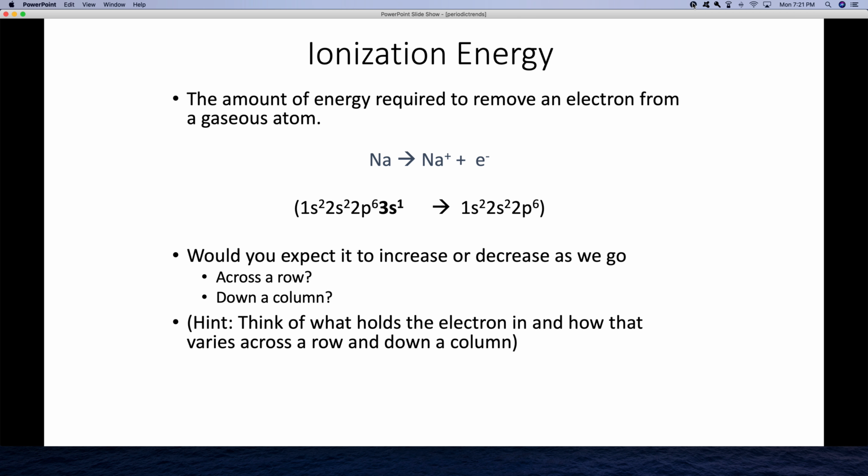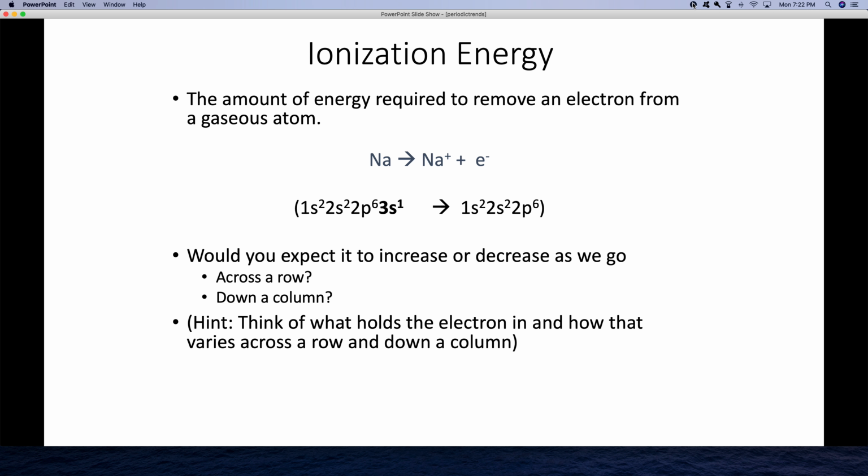So, putting this together into things that we can actually measure. Atomic radius, by the way, is measurable. But anyway, ionization energy is the amount of energy required to remove an electron from an atom. If you look at sodium, for example, pulling an electron out makes it go from sodium to the sodium ion, and of course an electron. If you look at the configurations, you see how we go to an empty valence, from 3s1 down to 2s2 2p6.